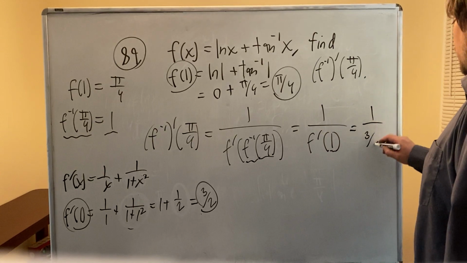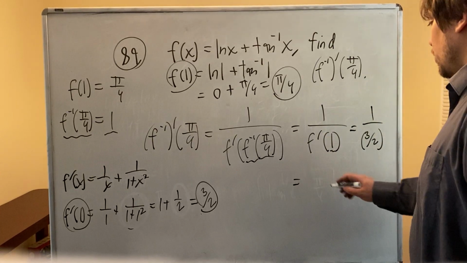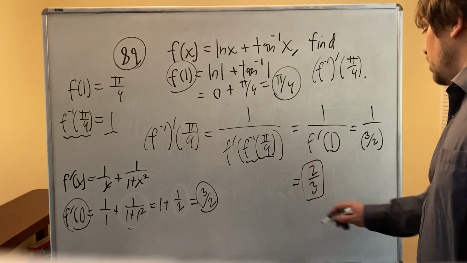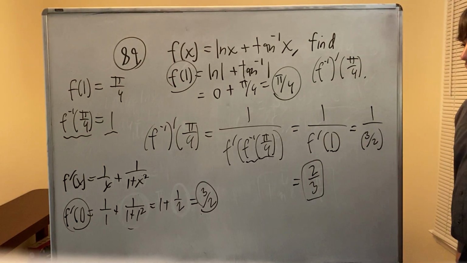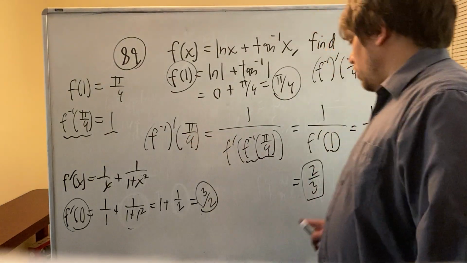This is 1 over 3/2. And that's equal to 2/3. Right? 1 over a fraction is its reciprocal. So 1 over 3/2 is 2/3. So f inverse prime of pi over 4 is 2/3.